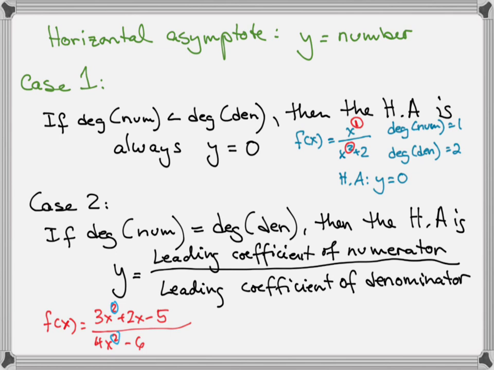So that's case 2. Now, who can tell me what is the leading coefficient in the numerator? And what is the leading coefficient in the denominator? Guess what? That is your HA. Y equals 3/4, and that is equal to the horizontal asymptote. Again, you have to write it in the form of y equals, otherwise it's wrong.